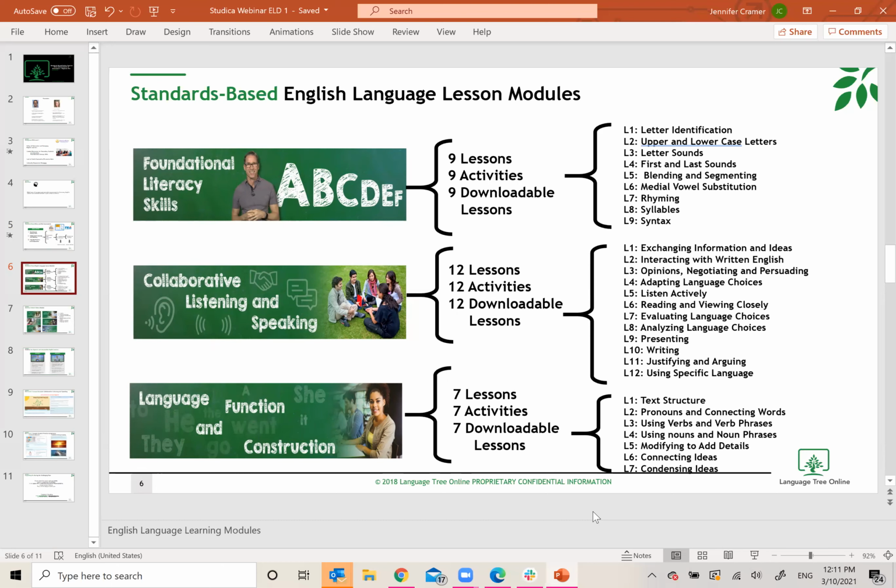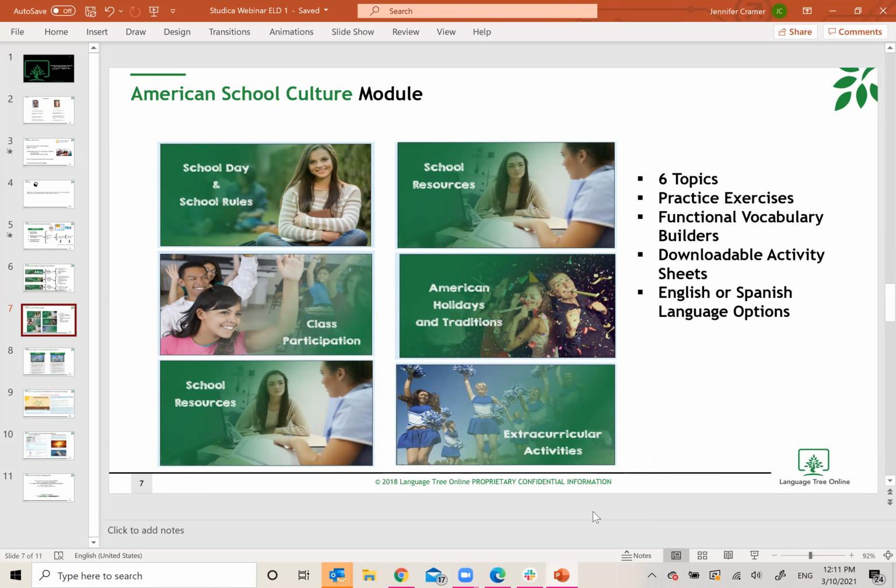In addition to the standards-based assessments and lessons, we do have a section in our ELD Level 1. I like to say, think of it as completely separate from the standards and everything: our American School Culture module. This module was designed to help our newcomer students feel comfortable in their new country, their new culture, their new school environment, their new language. We broke it up into 6 chapters, and we tried to expose them to as much as they may be exposed to in our school environment. Each chapter covers a topic area. You can see their school day and school rules, the importance of class participation, school resources, where to go to get help, American holidays and traditions, extracurricular activities, and so on.